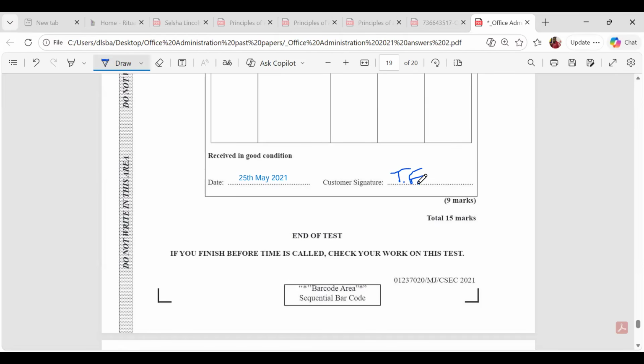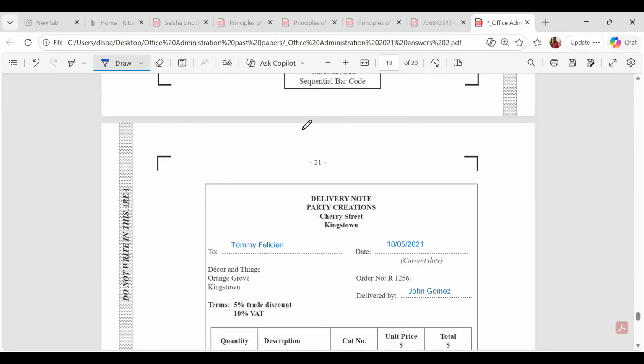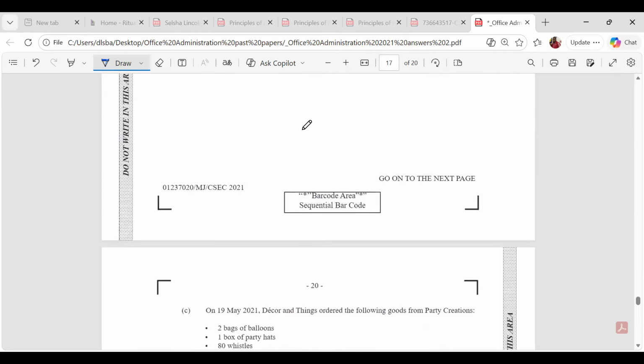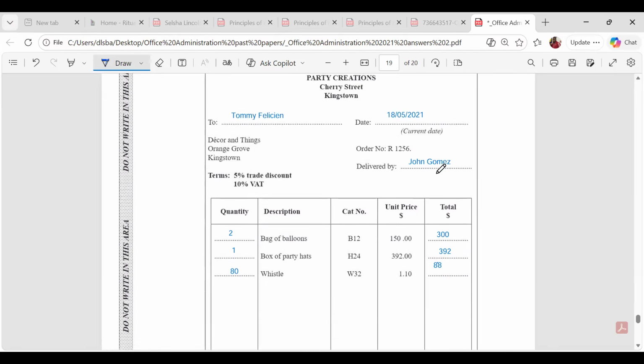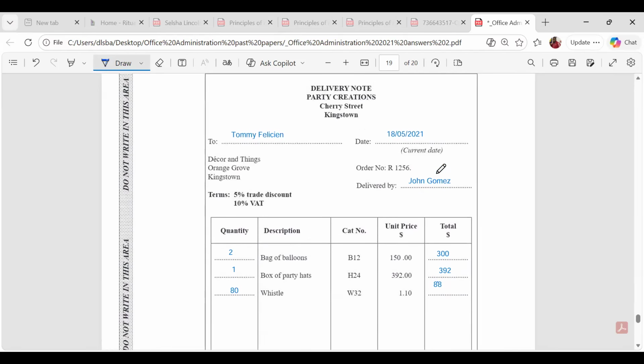And that is it. If they give you a question where you have to fill out a document like this, they will give you all the information that goes into the document, and you just have to sit down and fill it out. That is all. Was what I did here hard? Was this delivery note hard? No, sir, it wasn't. But people see it and panic.